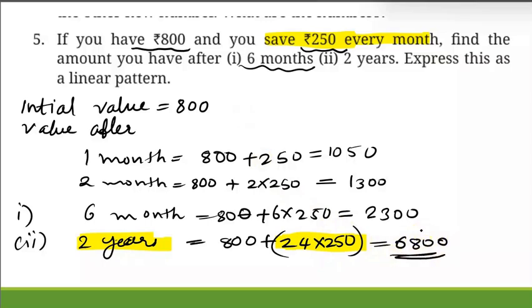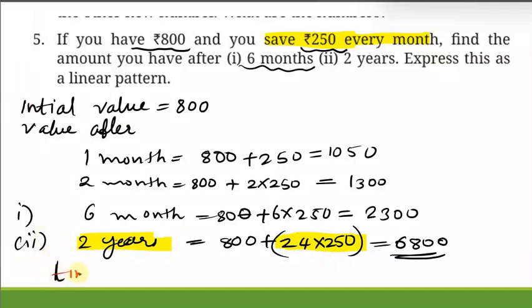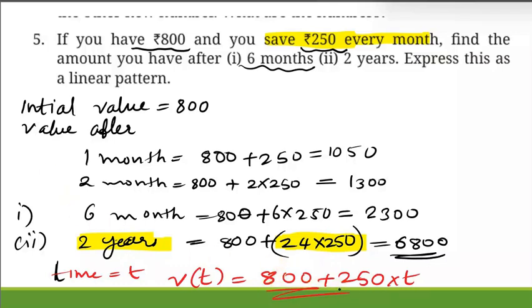Okay. So if you take the time as t, how can we write the linear pattern? Time equal to t means our linear pattern, v of t, the value of the money, will be 800 plus 250 into t. Or if you take another variable x as the time or number of months, you can take v of x is equal to 800 plus 250 into x. So this will be a linear pattern. Got the idea? Okay. Now we will move to the next question.